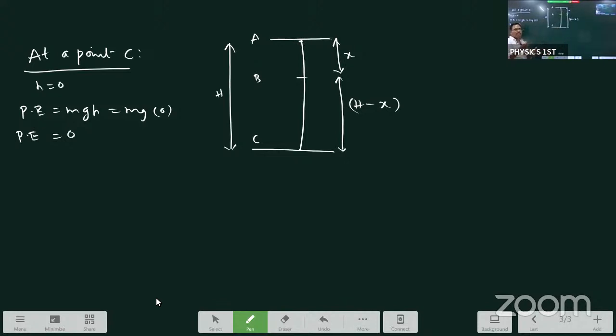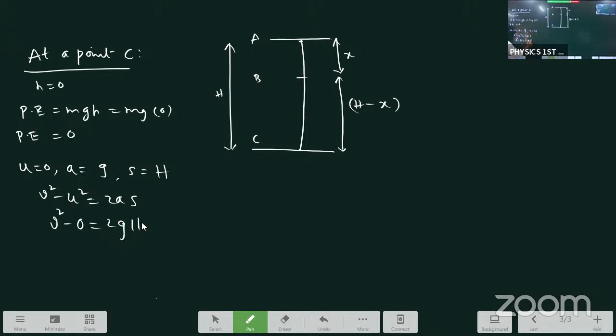So how much velocity does it acquire? By using the formula v square minus u square is equal to 2as. First we start with velocity. Final velocity you have to find, u is 0, a is g, s means here H, because at point C you have to take the total displacement, that is the total height H. Then you apply here: v square minus 0 is equal to 2g times H. So v square is equal to 2gH.